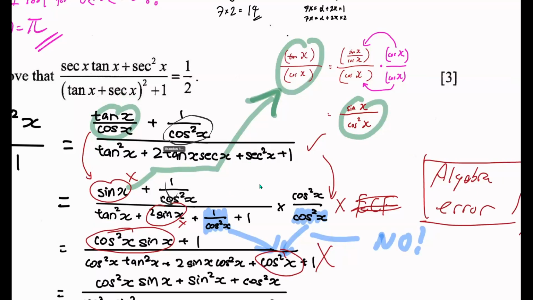Wait, no. I mean the two tangent x secant x. Because it's the same thing. So I made the same mistake on the top and the bottom. Oh, yes. Okay. So then it still becomes half.